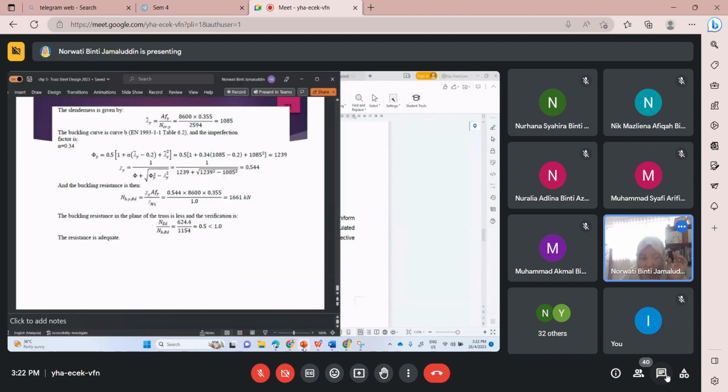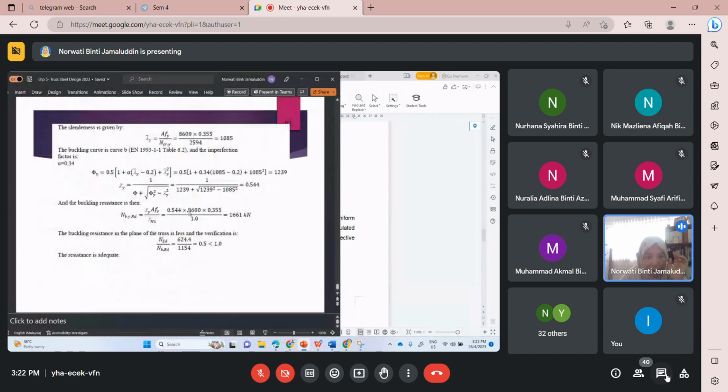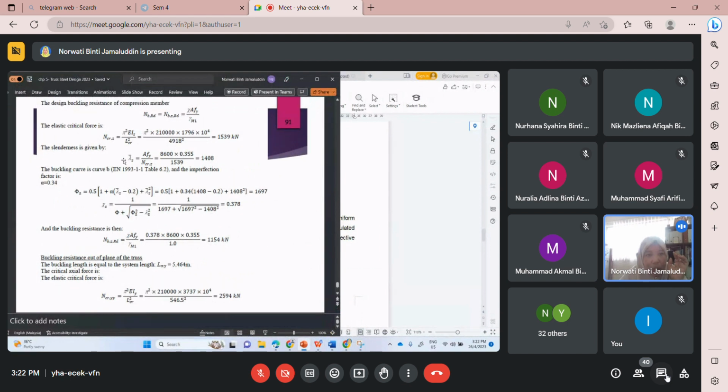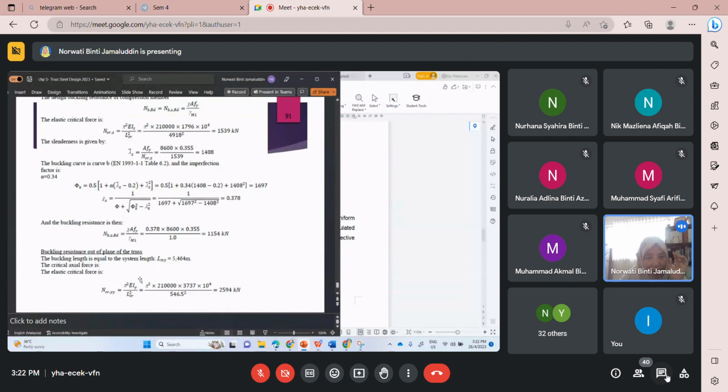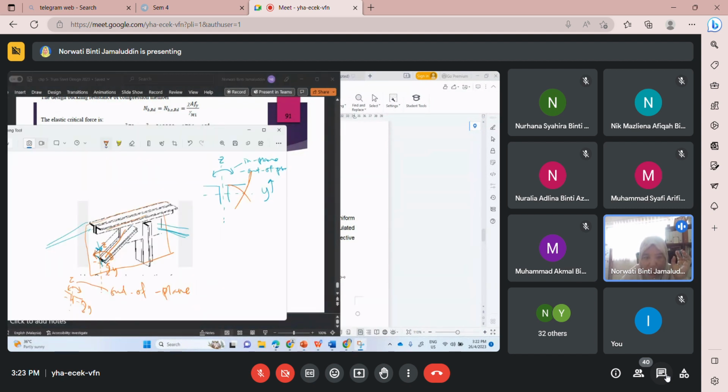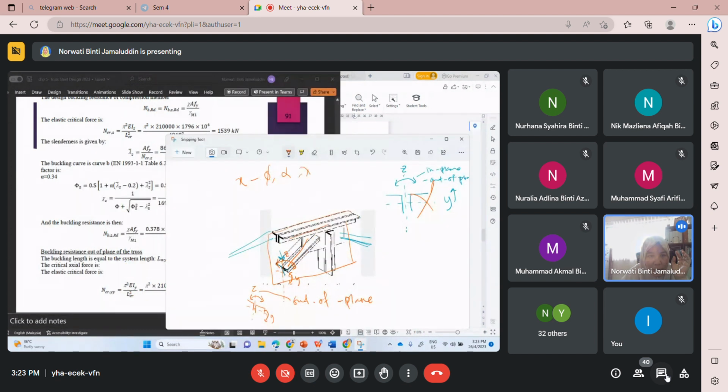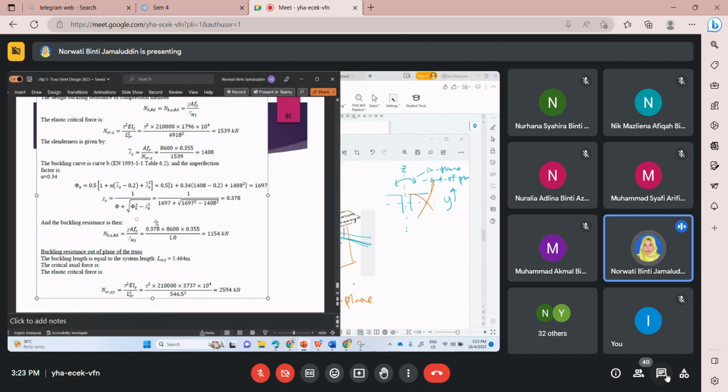Okay, I have one last. Before that, we stop at NBZ. So, to solve NBZRD, you need to determine chi. In order to determine chi, you need to determine phi, you need to determine alpha. What else do you need to determine? Lambda bar. Of course, for Z, this one should be Z.